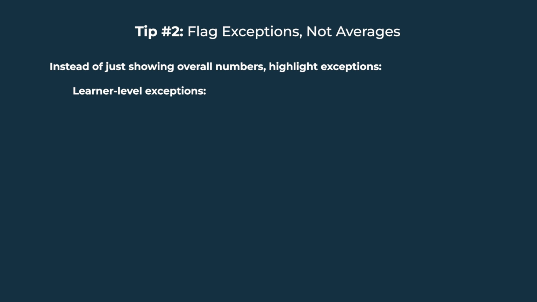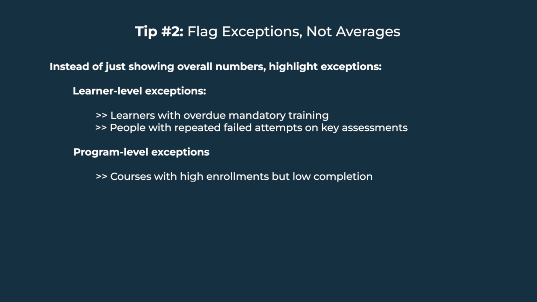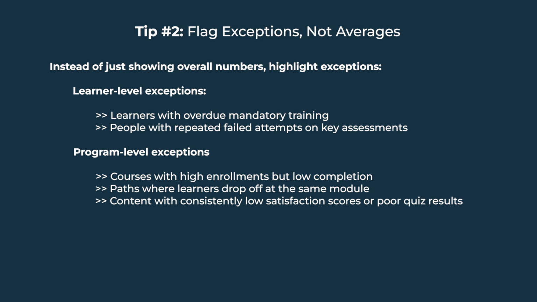Learner level exceptions, learners with overdue mandatory training, or people with repeated failed attempts on key assessments. Program level exceptions, courses with high enrollments but low completion. Paths where learners drop off at the same module. Content with consistently low satisfaction scores or poor quiz results.